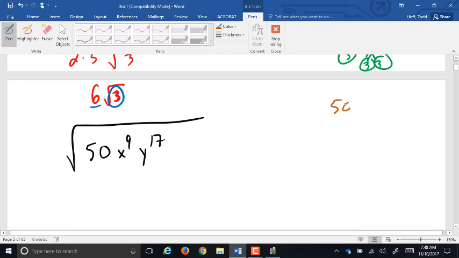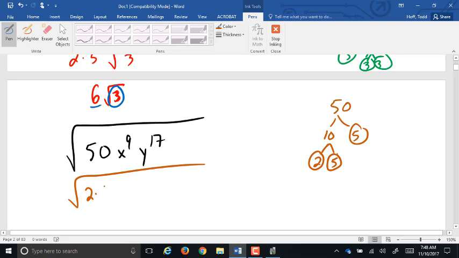Well, if you factor 50, 50 ends in zeros, it's divisible by 10. What's left over? 5. Can 10 be split further? 2 and 5. 2 is prime, 5 is prime, 5 is prime. So this would be 2, 5, and 5, right? Well, the x to the 9th, you know what? I'm going to cheat and do it like this. x to the 8th times x, because I don't want to write out 9 x's. And I really don't want to write out 17 y's.